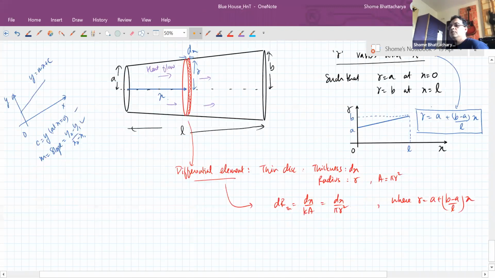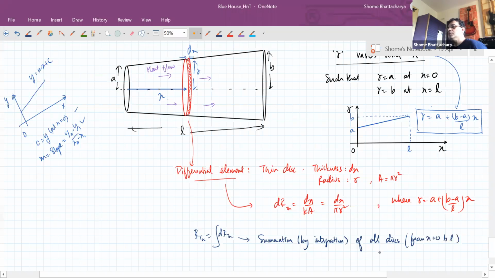Okay, so now we have to just figure out the overall thermal resistance, which will come from the integration of this. So basically, this is summation by integration. We are doing the series combination of all these disks. So, this is the summation by integration of all disks from x equal to 0 to L in series combination with respect to each other.